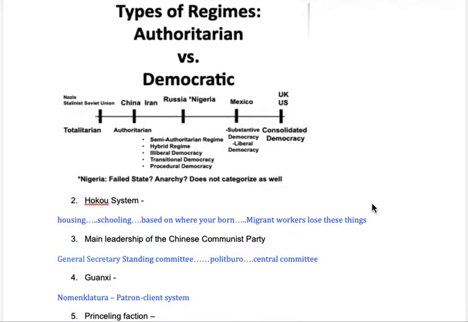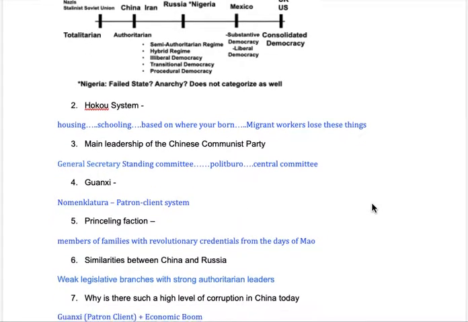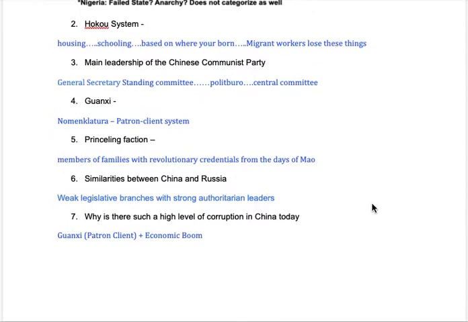Looking at China, the hukou system is the system they put in place for housing, schooling, and social welfare, based on where you're born. A lot of those migrant workers lose those things when they go elsewhere for work. That can create a cleavage in their society.